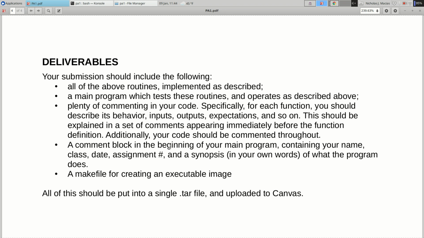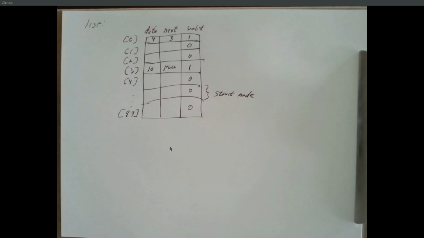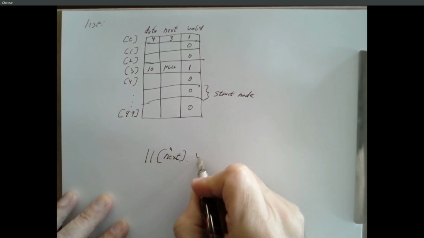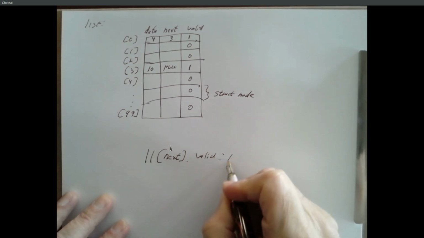And then on each line of code, unless it's absolutely clear what that line is doing, put a few words, describe what that line is doing. And when your statement is something like, LL[next].valid = my_null.